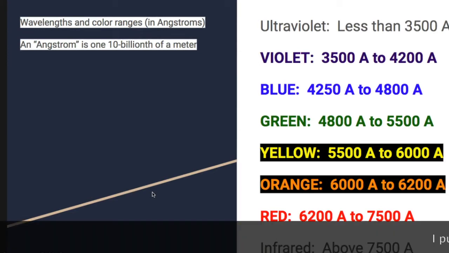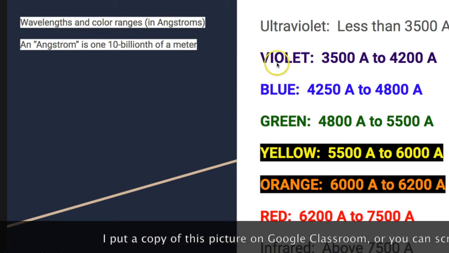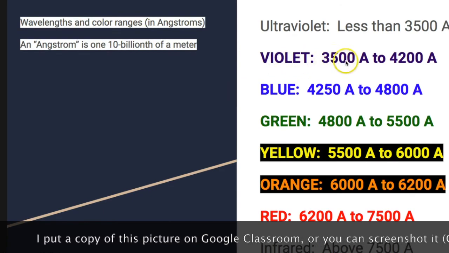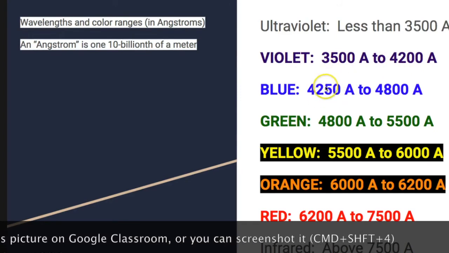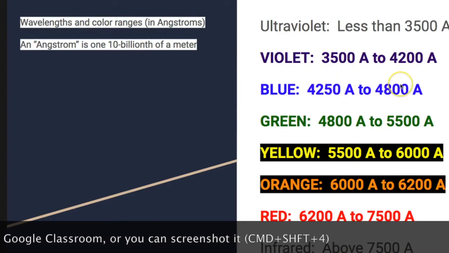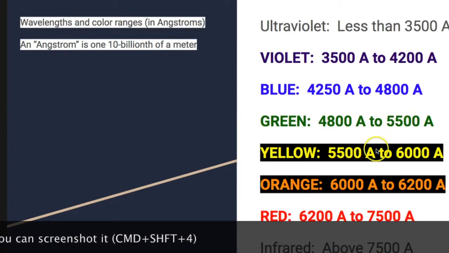Here's the other piece of information you're going to need: the wavelengths and color ranges of each color. So this tells you that violet is anything from 3,500 angstroms all the way up to 4,200. Blue is, this should really be 4,200, so blue is 4,200 up to 4,800. Green is 4,800 to 5,500. Yellow is 5,500 to 6,000. Orange is 6,000 to 6,200. And red is 6,200 all the way up to 7,500.